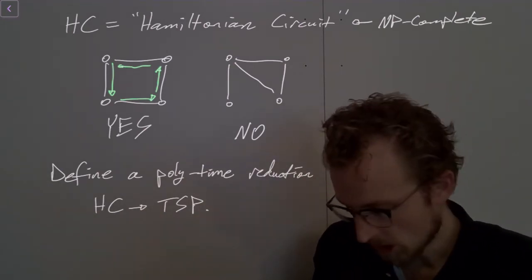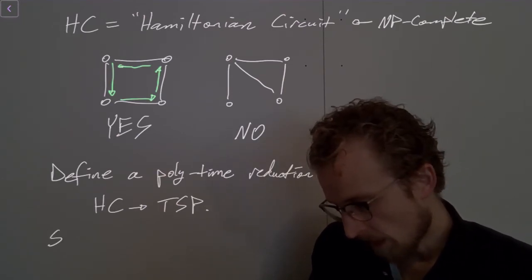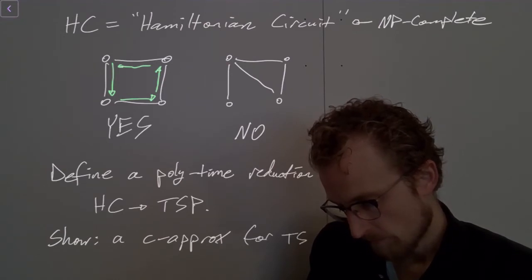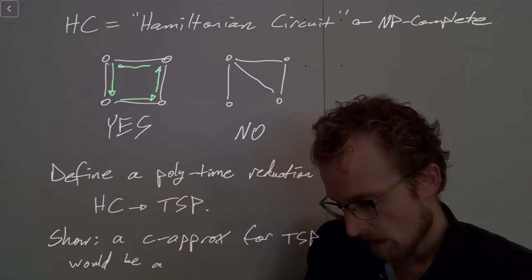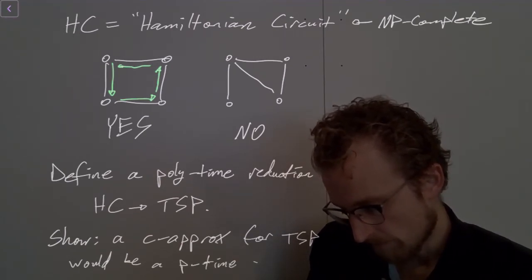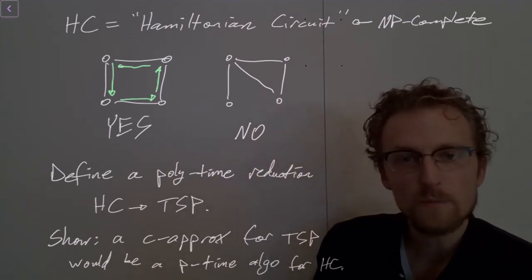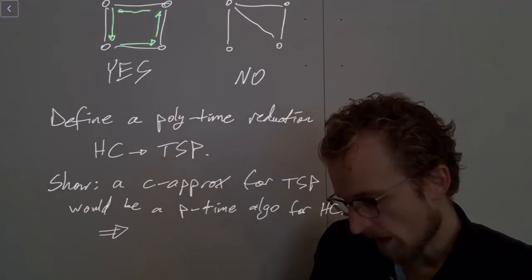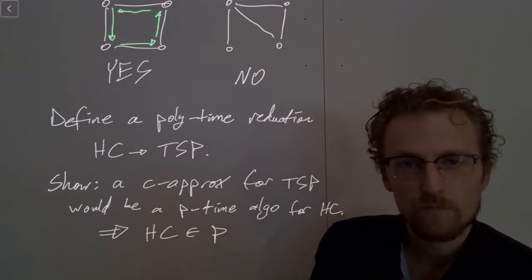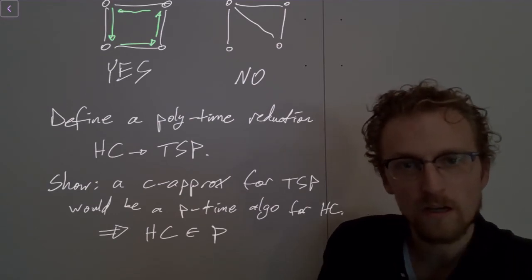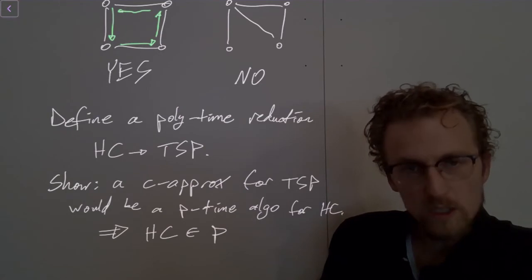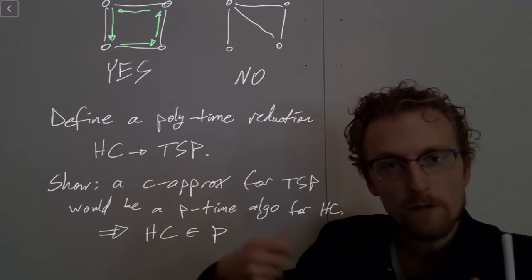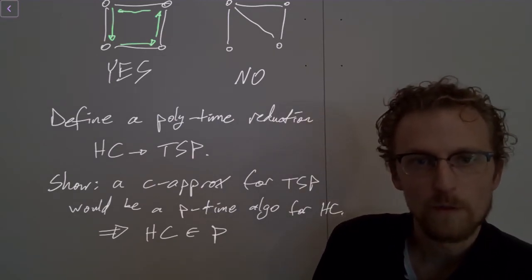So, to finish our sketch, we define a polynomial time reduction from Hamiltonian circuit to TSP, and then we show that a C approximation for TSP would be a polynomial time algorithm for HC. Of course, as part of that algorithm, we would use the reduction from Hamiltonian circuit to TSP. And what would that imply? That would imply that HC is in P, and we think this is false. This appears to be false, and so we're just going to go forward. In other words, what we show is that if TSP is approximable, then P equals NP. What's the contrapositive of that? If P does not equal NP, then TSP is not approximable. So that's the approach here.